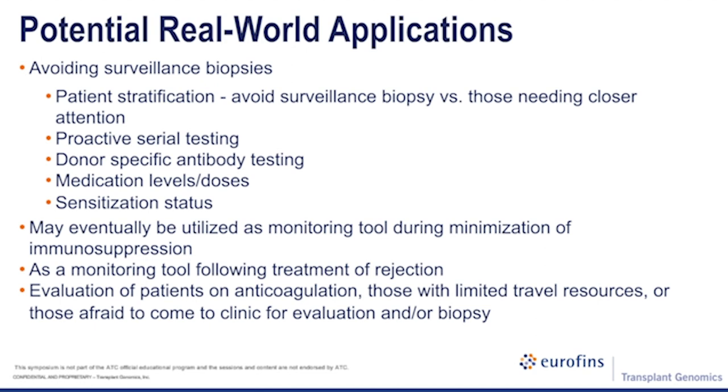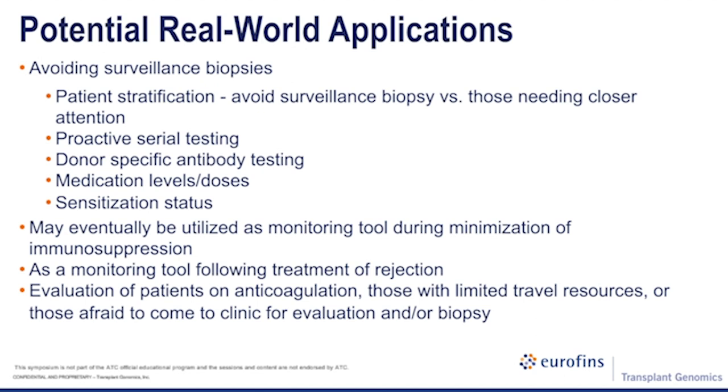What are some things that we can do to maybe increase the accuracy? Well, we can look and try to stratify some of the patients. There may be patients that I don't care what anything says, they need a surveillance biopsy. There may be patients that maybe we could do proactive serial testing. And if we get so many not TX, well, they need a biopsy. Could we throw donor-specific antibody results in, kind of modify our decision-making?